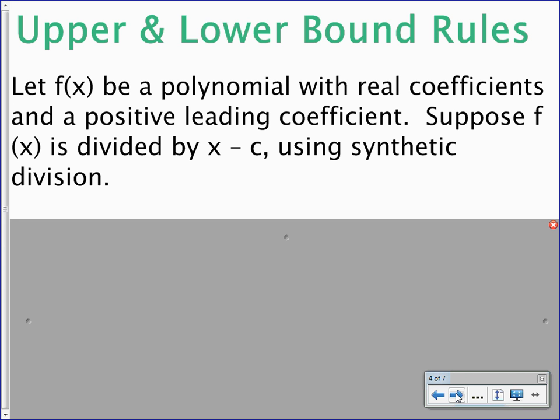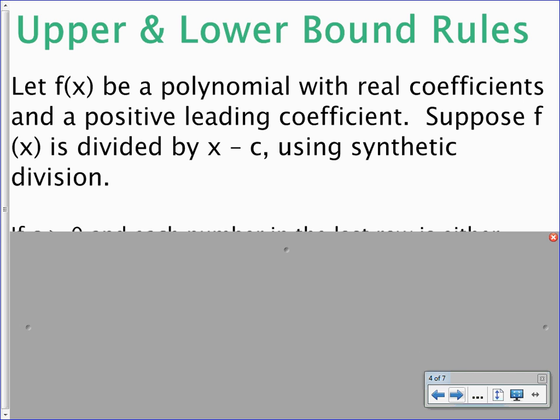Okay? So, our upper bound rule is that if we take a polynomial with a positive leading coefficient and we divide it by x minus c using synthetic division. Okay, so I'll let you kind of write that down.